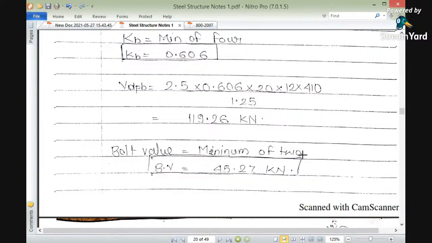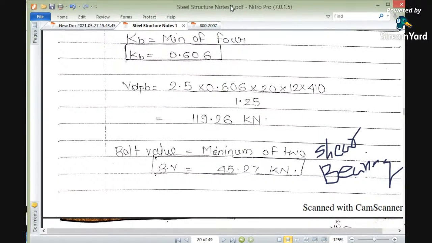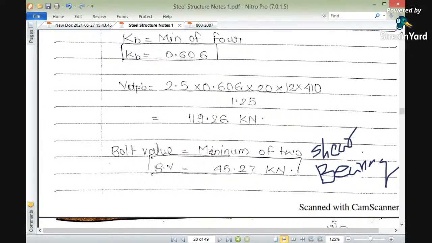The bolt value is the minimum of two values, that is shear and bearing. Out of shear and bearing, what is the minimum value? The minimum value is 45.25. So 119 and 45.25, the bolt value is nothing but 45.25. In this way, we have calculated the bolt value.